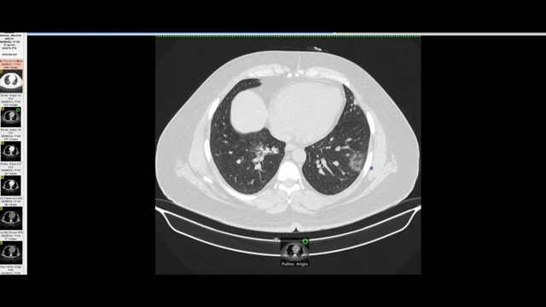Sometimes in acute cases it may be difficult to distinguish between ischemic hemorrhage and infarct. So if you do a follow-up scan after 1 week, the hemorrhage will be resolved while the infarct will persist, and ultimately it will lead to scarring.